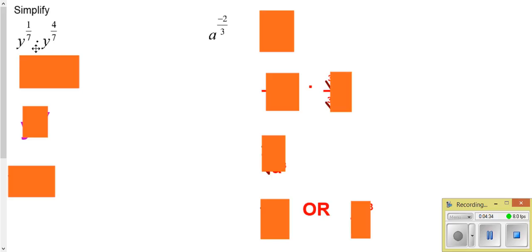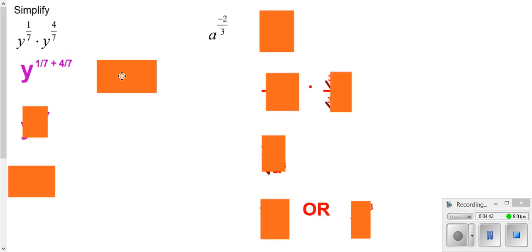Y to a power times y to a power. Well, just like what we've done before, y to a power times y to a power, you just have to add your exponents. And in this case, it's nice because we have a common denominator, so you add the top, keep the bottom the same, and we get this here. Now, we could write that as the 7th root of y to the 5th.